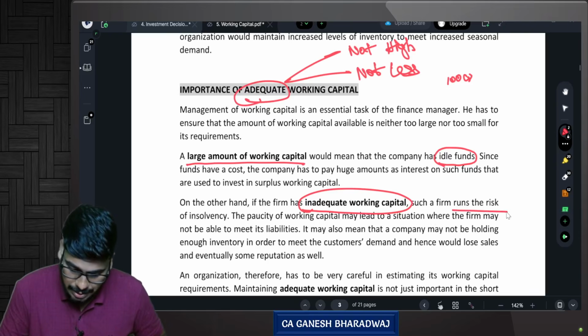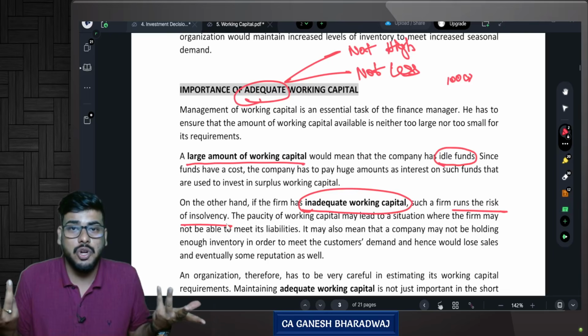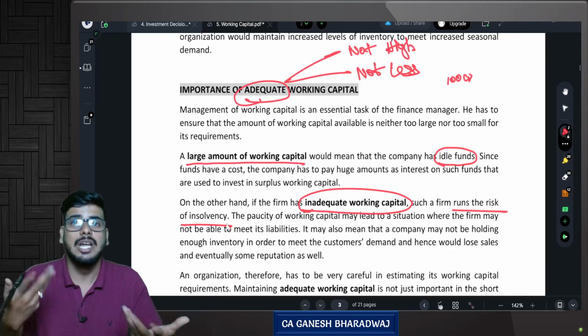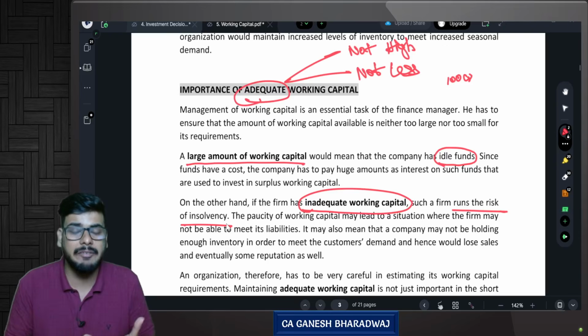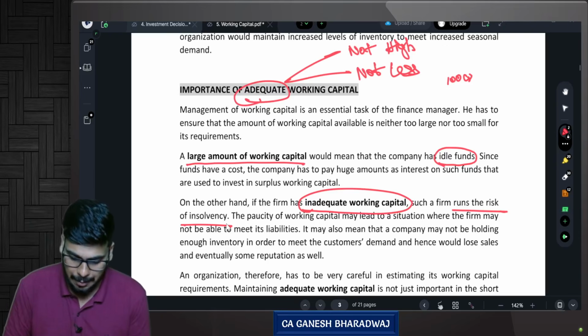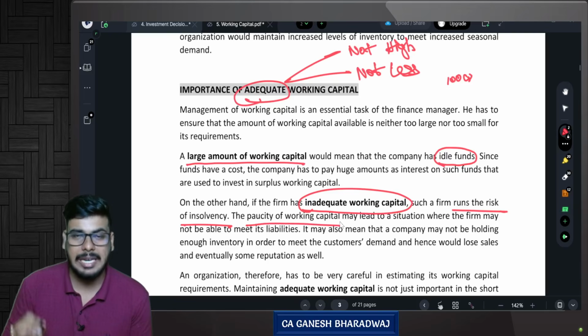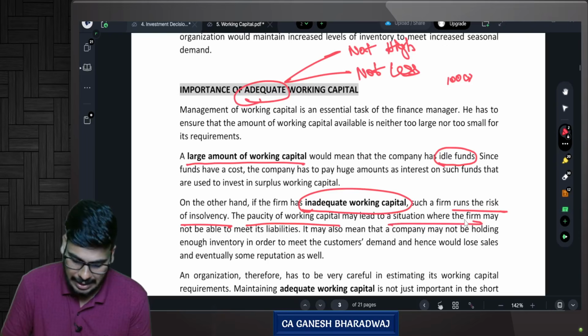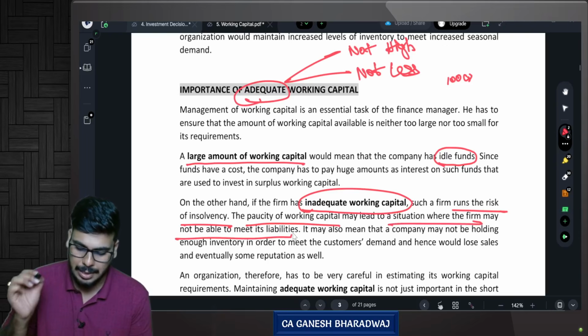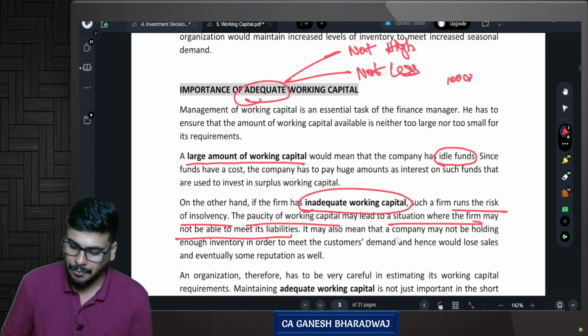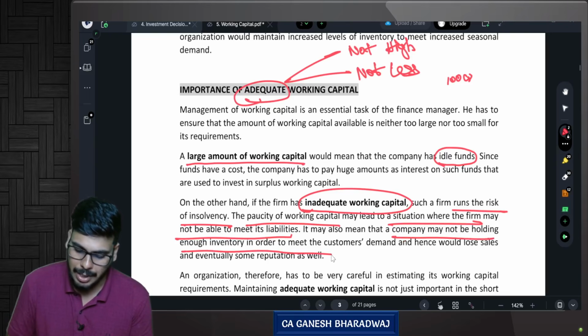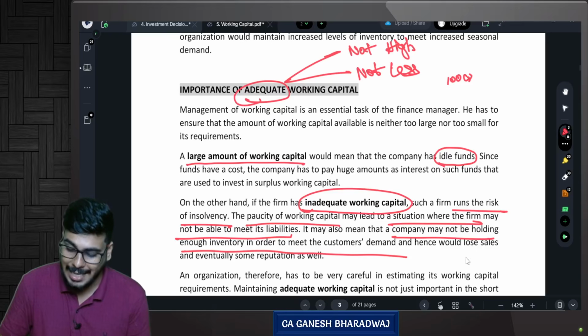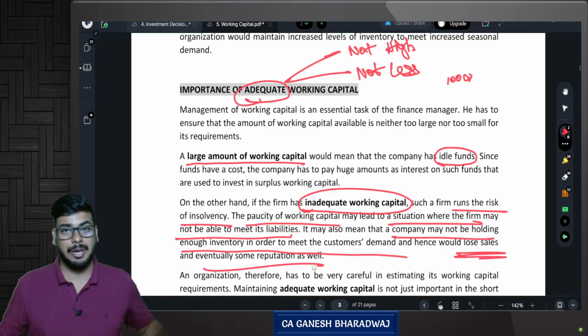The firm runs the risk of insolvency. You will not be able to generate business. Now what happens? Your current assets will not even be sufficient to recover your current liabilities. The paucity of working capital. Paucity means scarcity. Scarcity of working capital may lead to a situation where the firm may not be able to meet its liabilities. It may also mean that the firm may not be holding enough inventory to meet the customers' demand and hence would lose the sales and eventually some reputation as well.